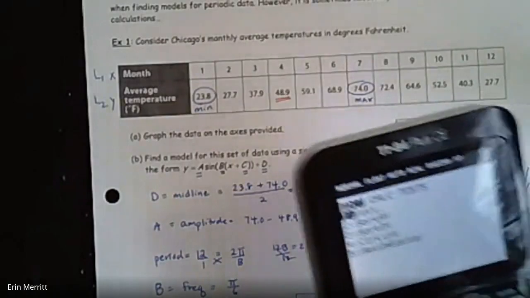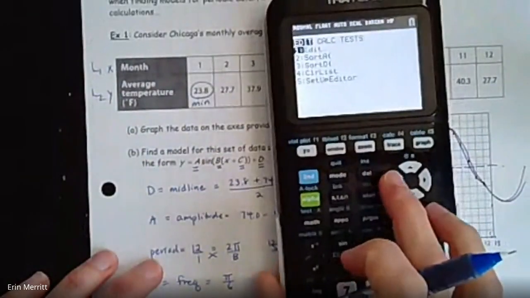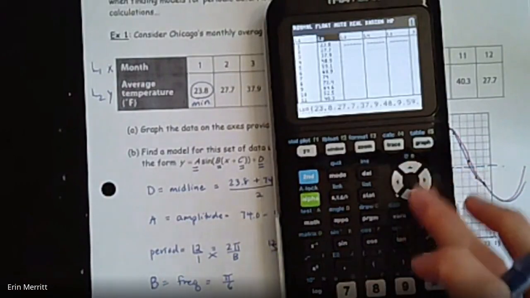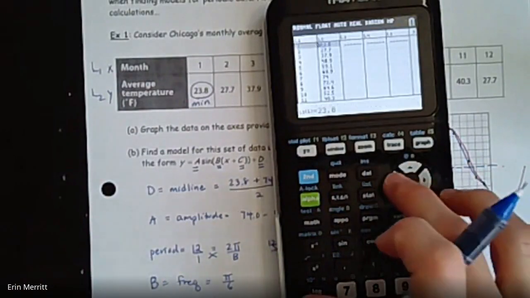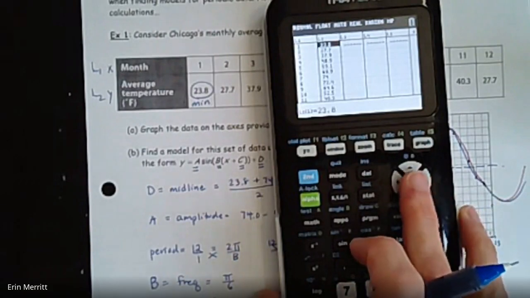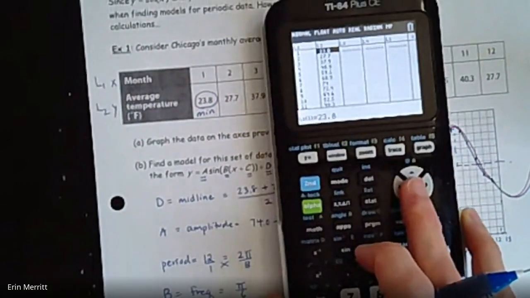All right, if there's anything already in your list, clear them out. So you go to stat and then edit, and then you can clear it by going up top and hitting clear. Otherwise, type in 1 to 12 in list 1, and you're going to type in all the temperatures in list 2. Make sure they are accurate.